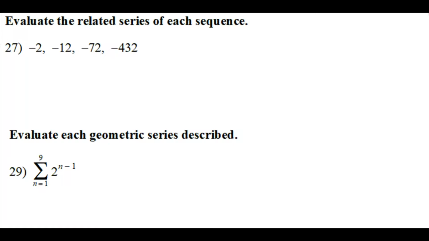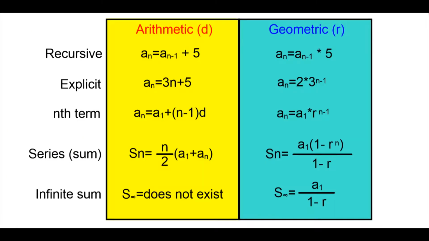Evaluate the series. We're still doing the same thing. So pay attention to the pattern. This is what, times 6? Times 6, so I know this is geometric. So look at the sum for a geometric. Seems kind of complicated. A1 times the quantity 1 minus r to the n all over 1 minus r. That's the geometric series.